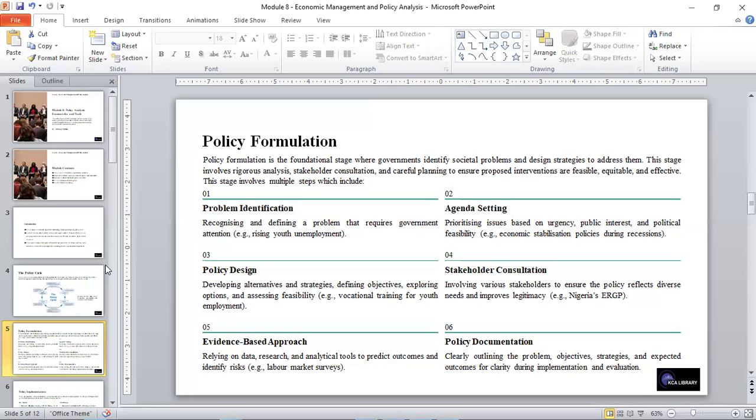The next step is policy design after the agenda setting, and this deals with developing alternatives and strategies, defining objectives, exploring options, and also assessing feasibility. The next is stakeholder consultation. After the policy design, it involves various stakeholders to ensure the policy reflects diverse needs and improves legitimacy.